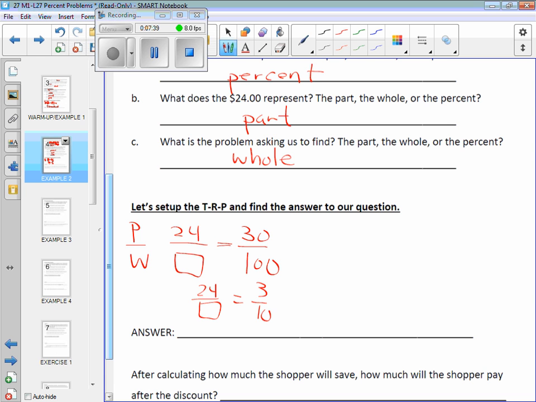And that first ratio, I'm just going to rewrite it. Can we make a love connection now? Between who and who? 24 and 3. Times what? 8. Therefore, what's the original price, everybody?